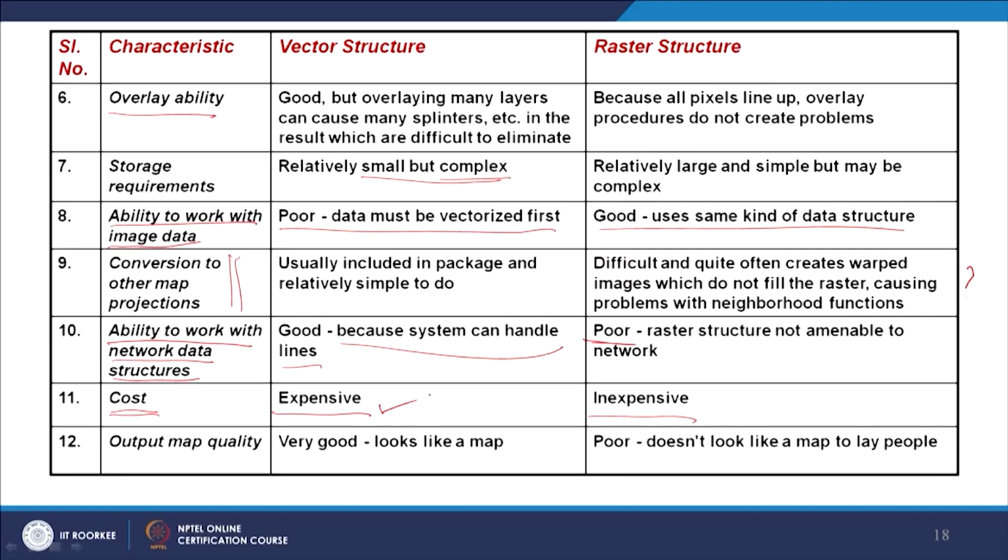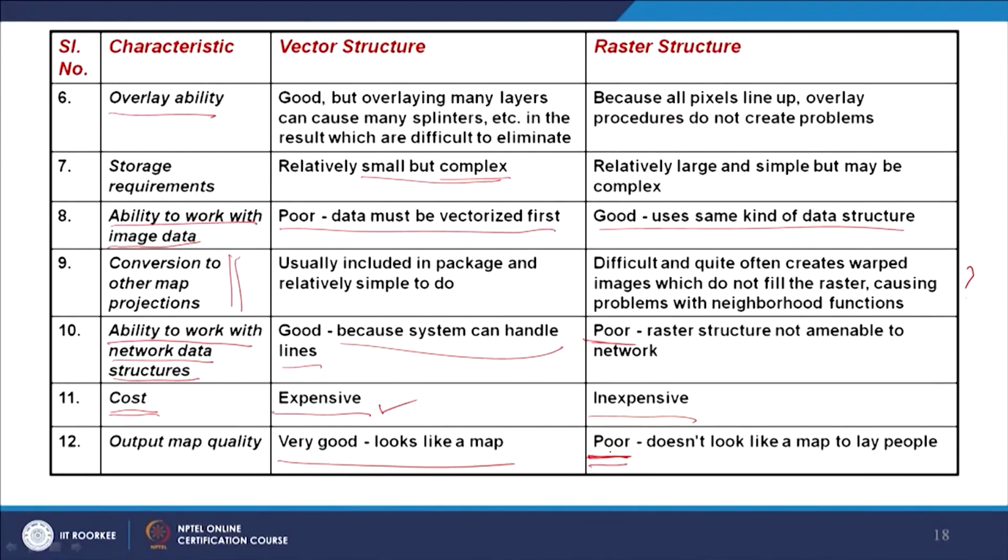If we consider output map quality, then of course vector is very good, whereas raster is poor from the map quality point of view. Poor only depends again on scale and on the spatial resolution. If raster data is in relatively high spatial resolution, that may not be that poor. And if you have high spatial resolution and you are representing it in a map which is, say, A4 size or 50,000 scale or so, then that may not be poor either. So, this output map quality is also very, very important.